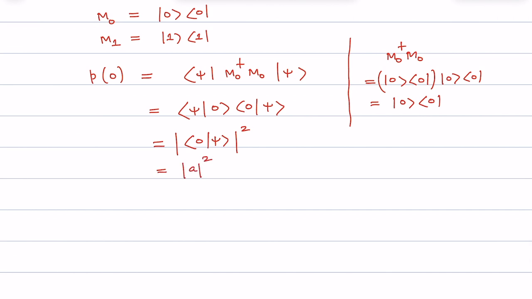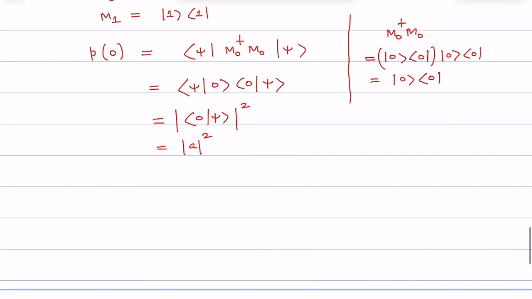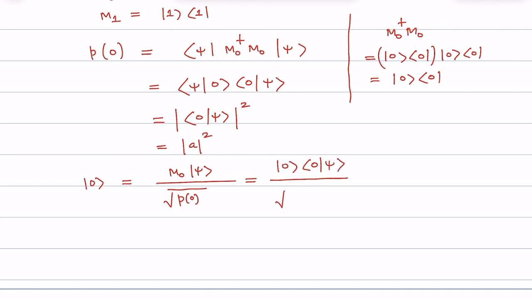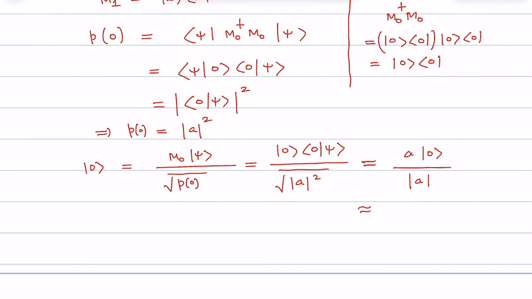This is basically a known result to us. I'm just showing you the application of this measurement operator. And as I said, the state immediately after the measurement is now |0⟩. So as per our definition, we have M0|ψ⟩ divided by the square root of p(0), where M0 is |0⟩⟨0| applied on |ψ⟩, divided by the square root of |a|². We have already worked out p(0), and this implies it would be simply a|0⟩ divided by |a|. This is nothing but the state |0⟩.